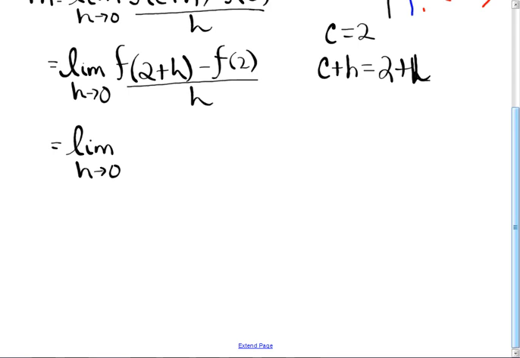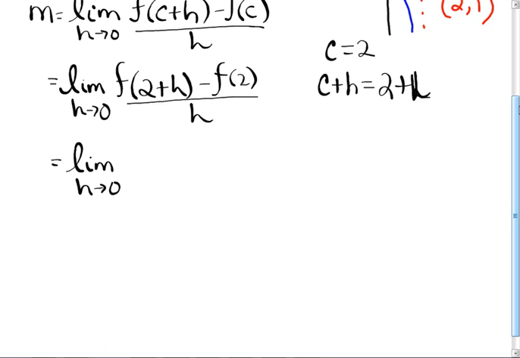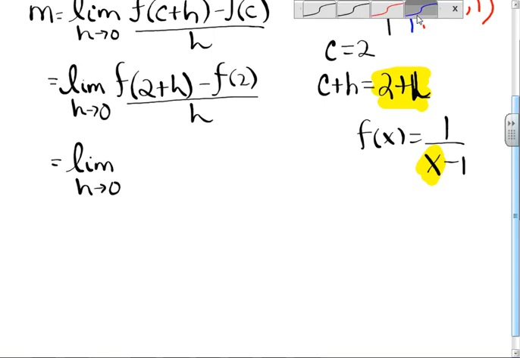Okay, so what was my function? Oh, this was this awful one, wasn't it? F of x was equal to 1 over x minus 1. So where you see that x right here, you're going to put in a 2 plus h. I know you don't want to do that, do you? Well, we'll do that, and then we'll simplify it. Well, sometimes you just have to simplify.